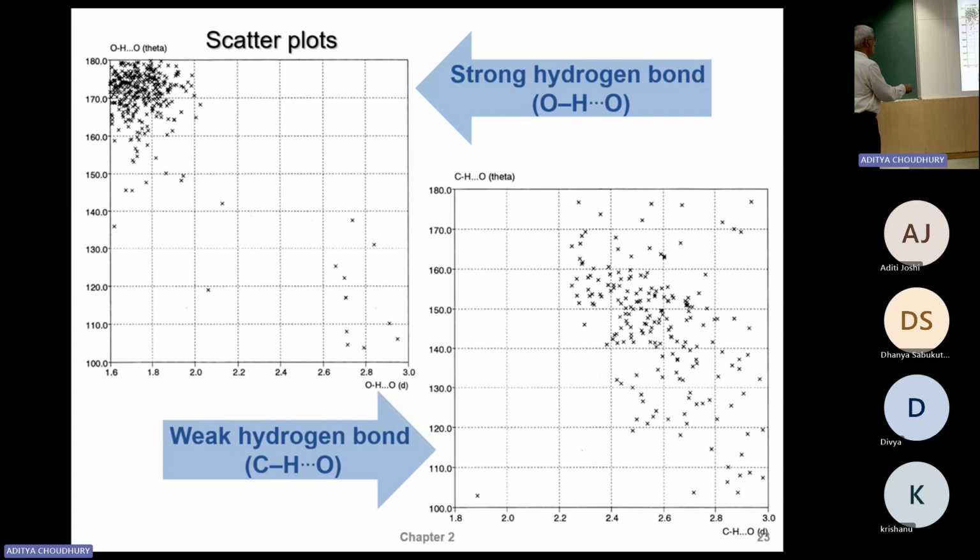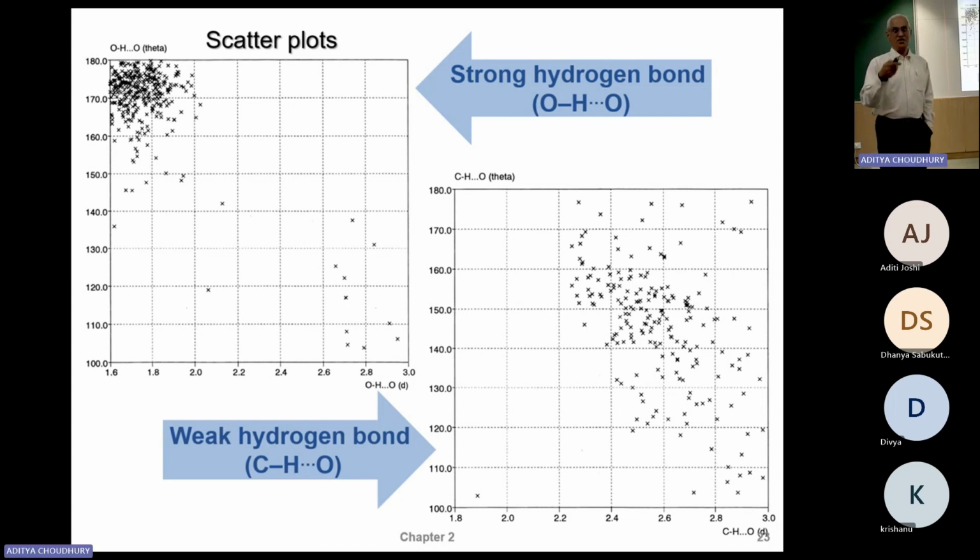This is the H to O distance. You see, most of the compounds reside here. That means the angle is more than 160 to 180, and the distance is 1.6 to 2.0 because it's highly directional. You see, OHO is very strong. But you also see some scattered points here. How can you have that distance? How can you have an angle of 120, even 110, 100, and a hydrogen to oxygen distance of more than 2.8?